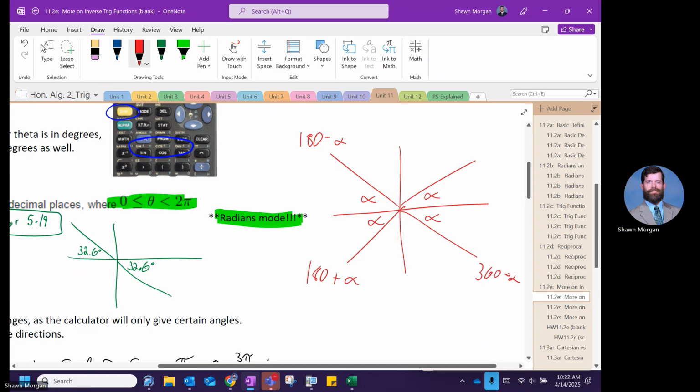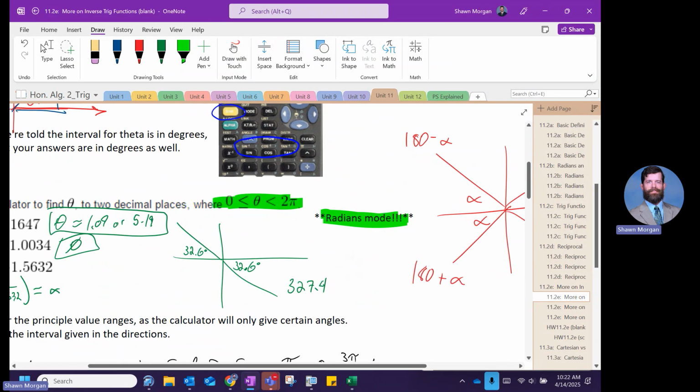So what's 360 minus 32.6? 327.4. And what's 180 minus 32.6? 147.4. Double check my arithmetic. That gets you up to 150, 180. Yeah. Now, how do y'all feel about those two answers? So we would take the time to convert them into radians. I won't take that time now.